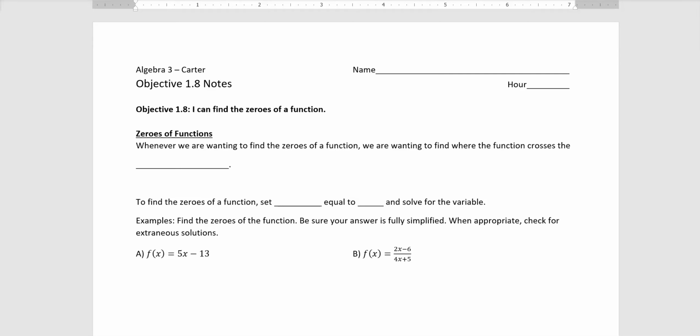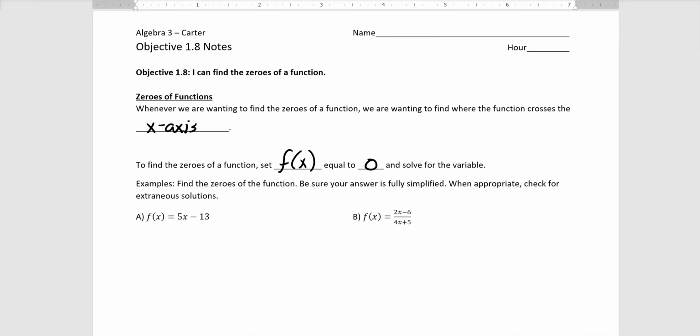Objective 1.8 says I can find the zeros of a function. The zeros of a function are where the function crosses the x-axis. You might also think of them as x-intercepts. When we want to find the zeros, we're wanting to find where those x-intercepts would occur. To find the zeros, all we have to do is set f of x equal to 0 and solve for the variable. So let's try some examples.